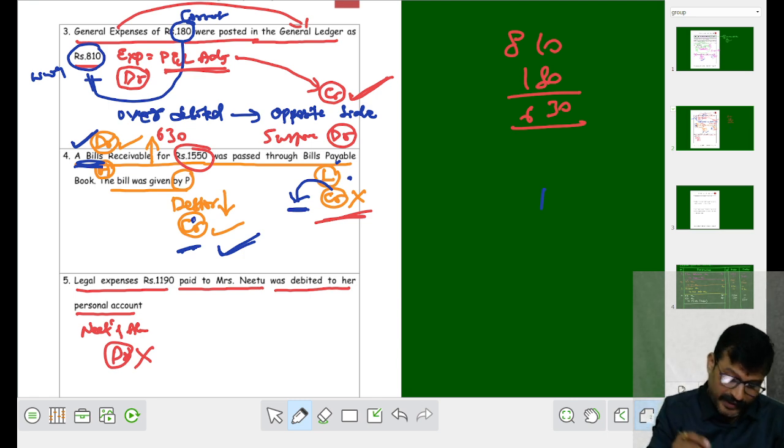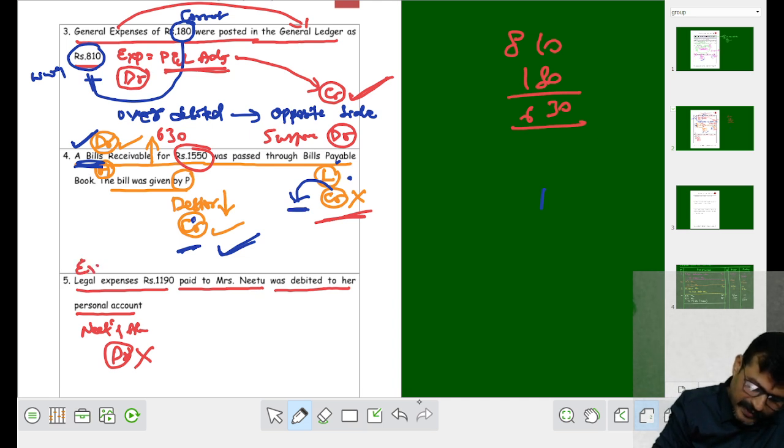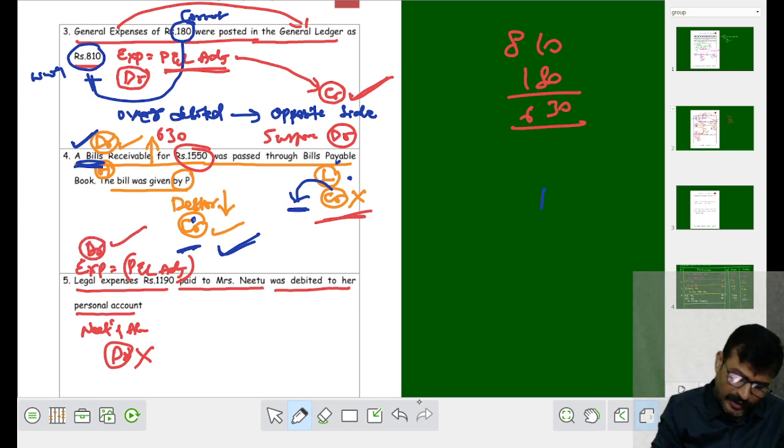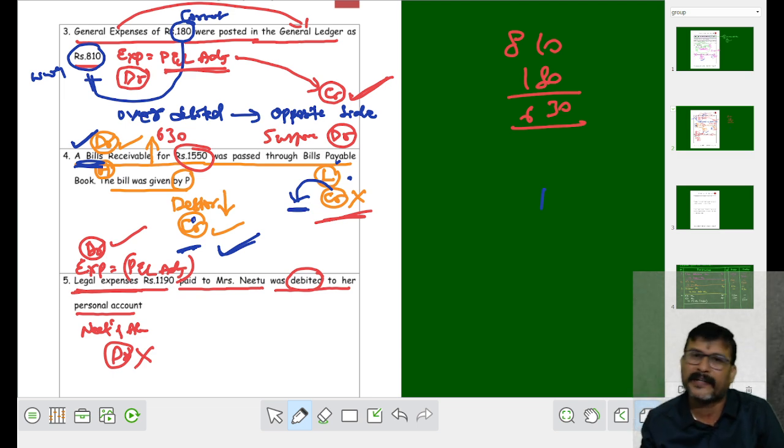Because legal expenses means expenses. In the place of expenses, what we have to use? P&L adjustment. It is to be debited correctly. Instead of debiting legal expenses, my dear students, they have debited her personal account, means Neetu's personal account is debited.